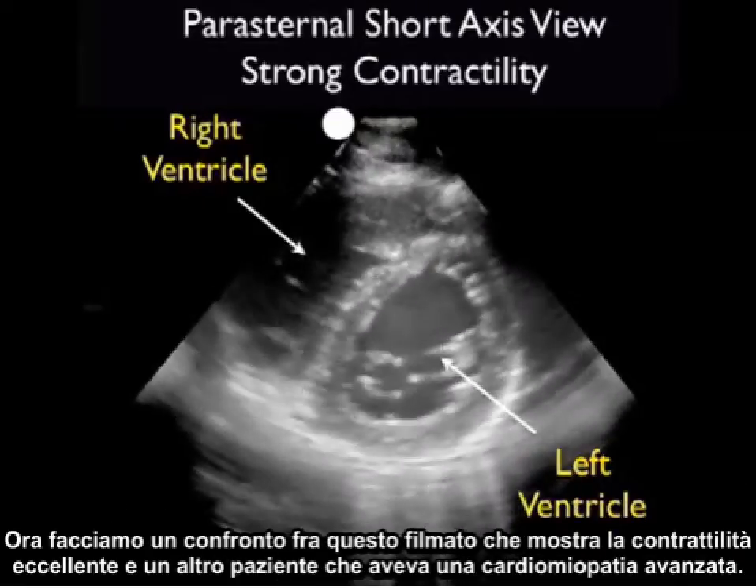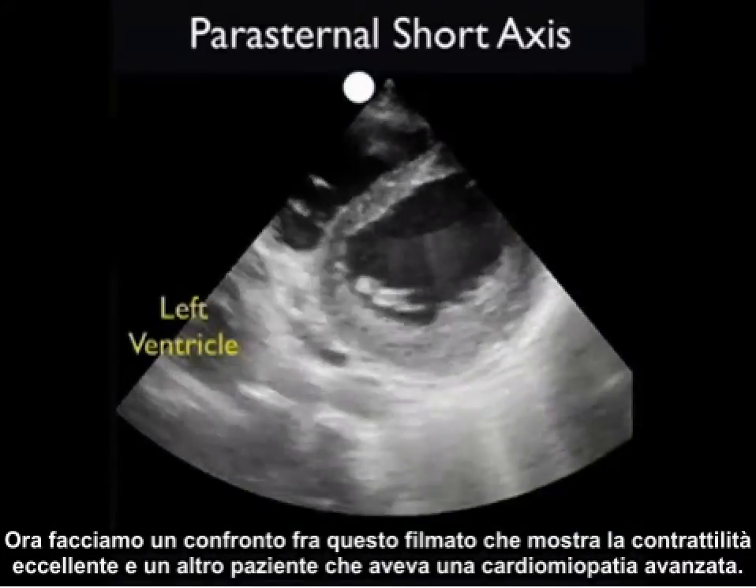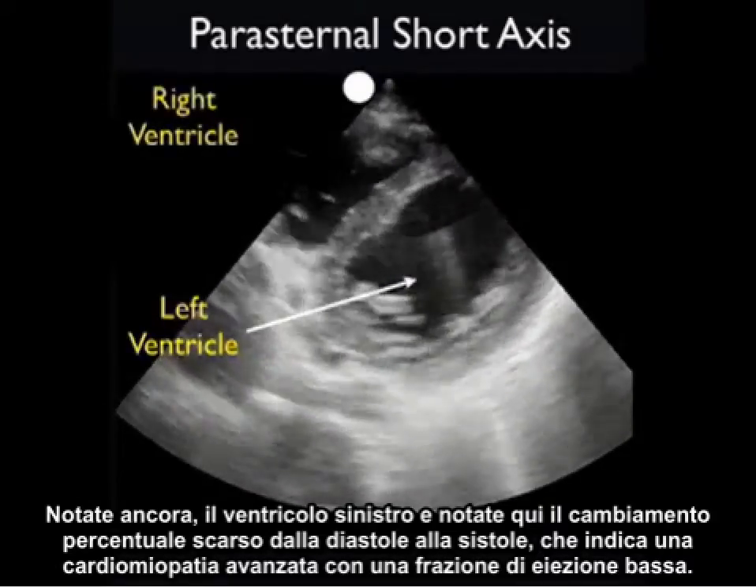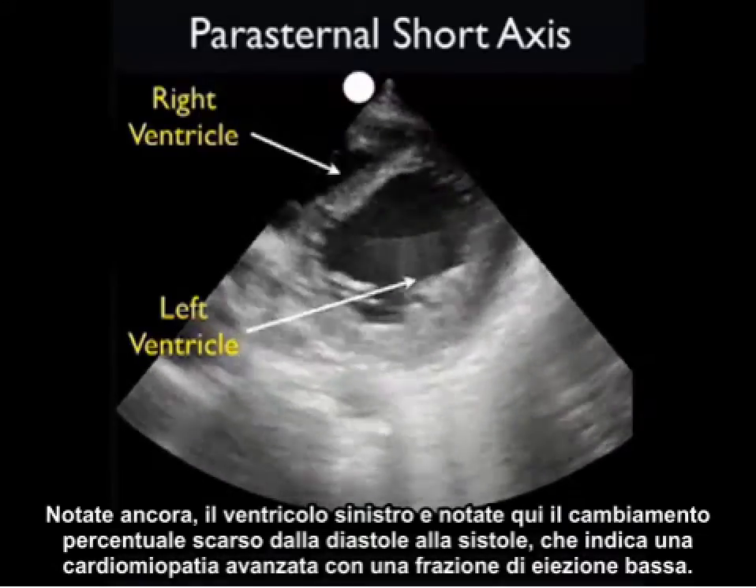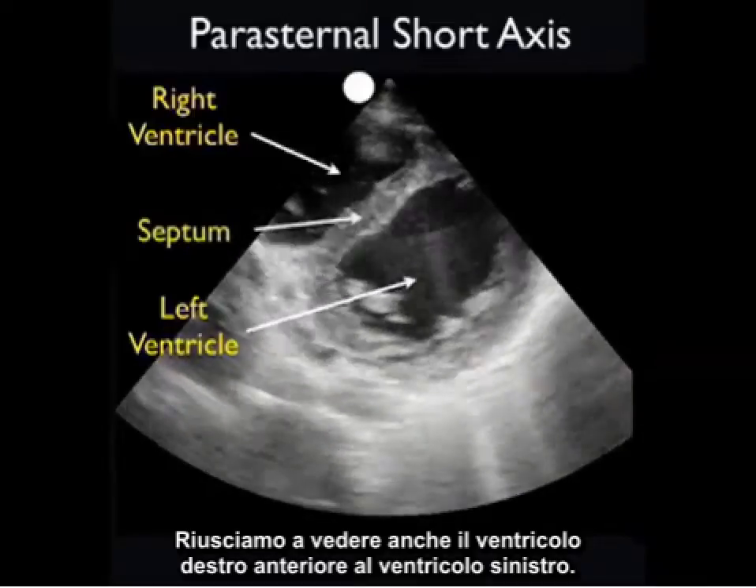Now let's contrast this video clip showing excellent contractility with another patient who had an advanced cardiomyopathy. Note again the left ventricle, and note here the poor percentage change from diastole through systole, indicating an advanced cardiomyopathy with low ejection fraction. We can also see the right ventricle anterior to the left ventricle.